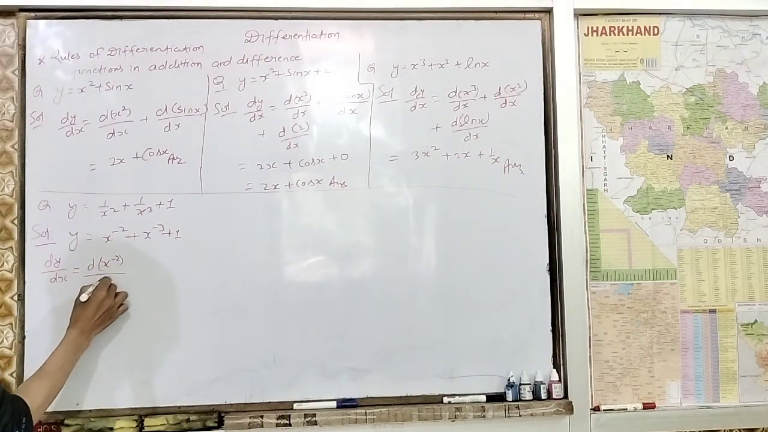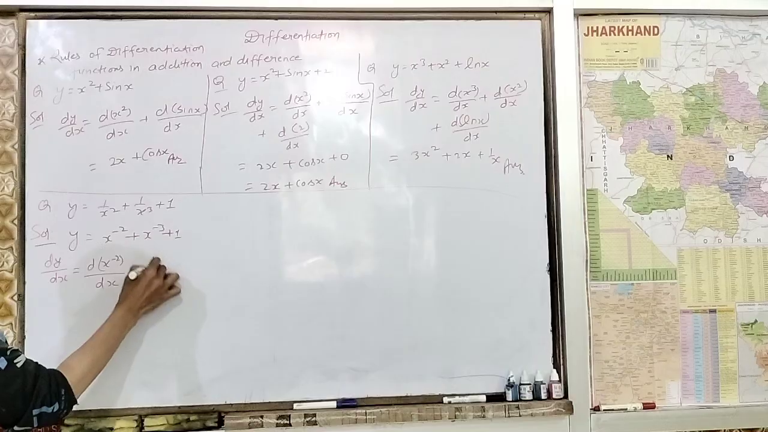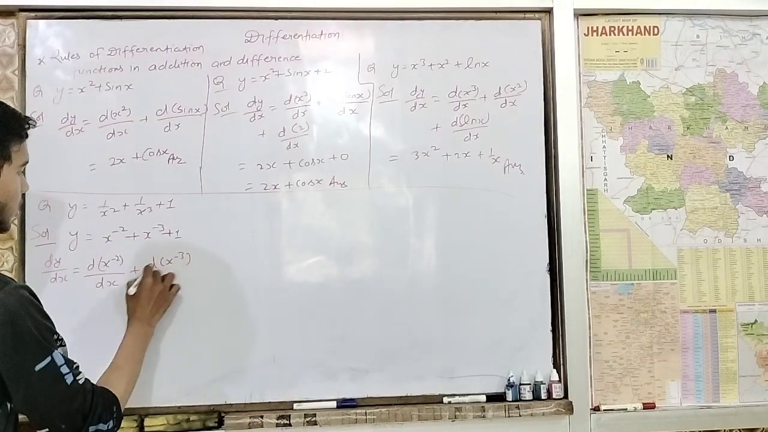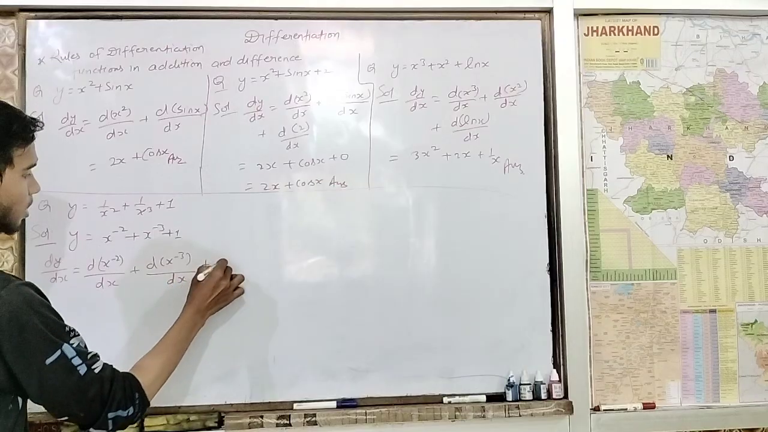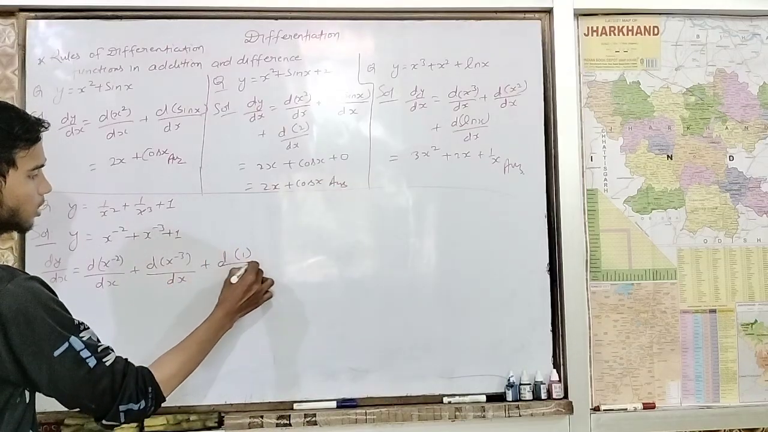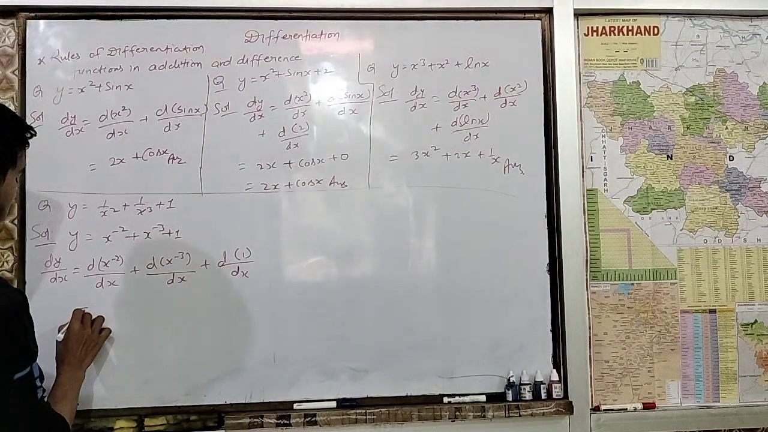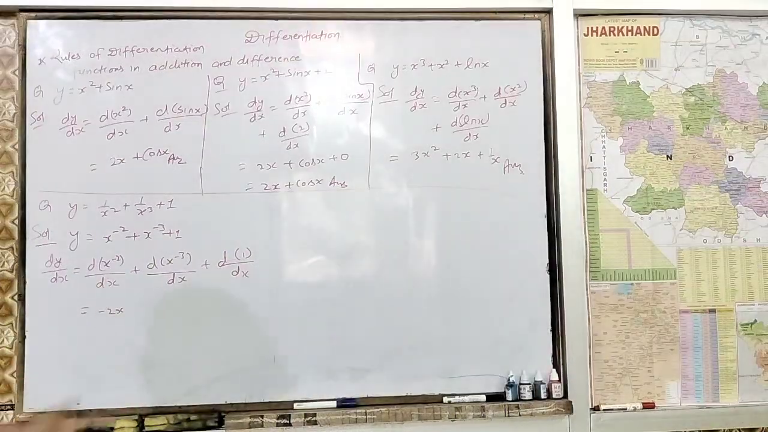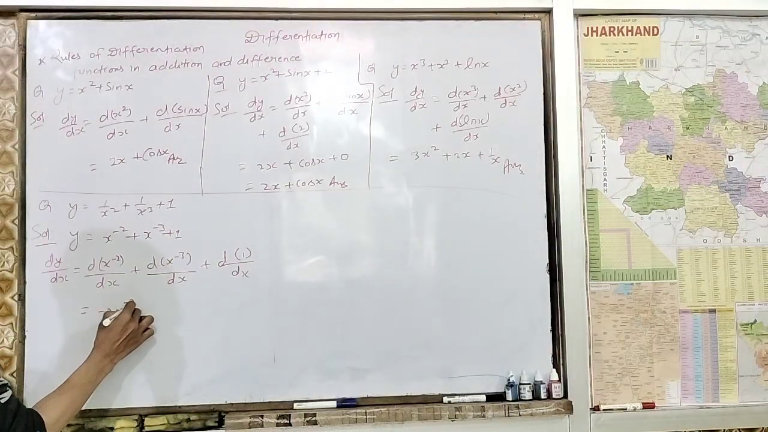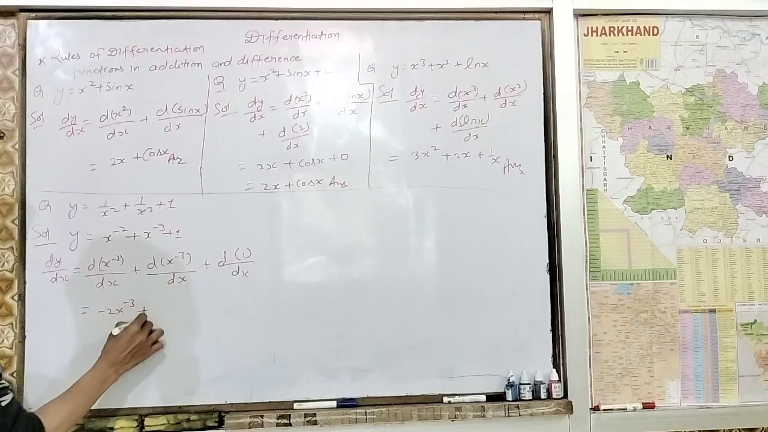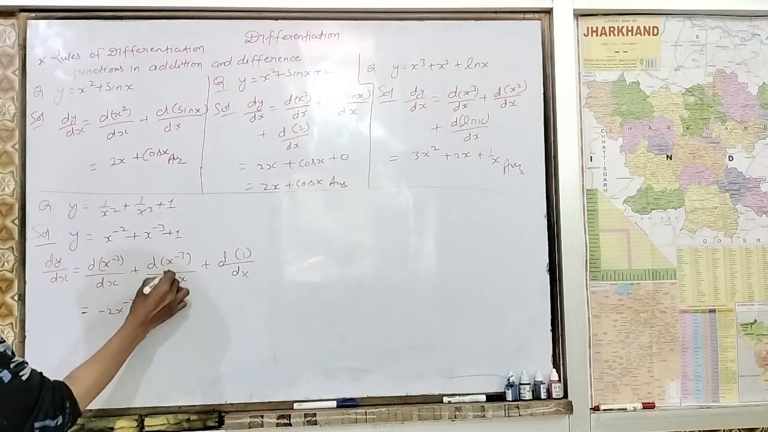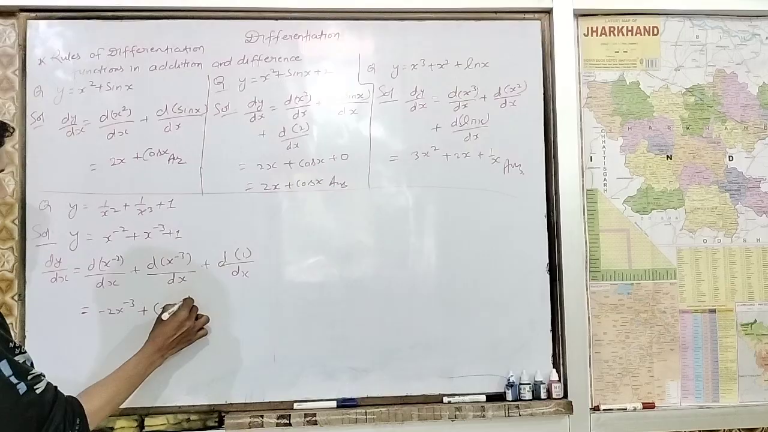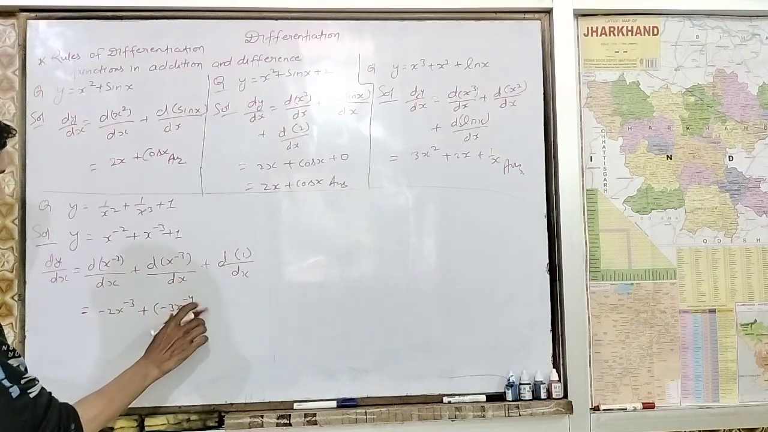Now over here, differentiation of this, then differentiation of x raised to the power minus 3, then differentiation of 1. It will give you minus 2x raised to the power minus 2 minus 1, that is minus 3, then plus minus 3x raised to the power minus 4. Clear?